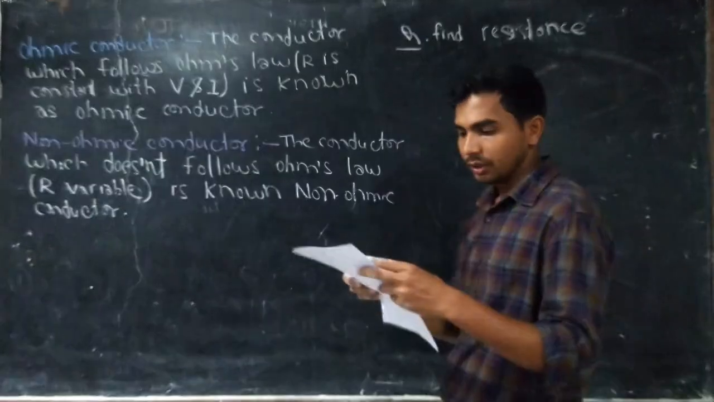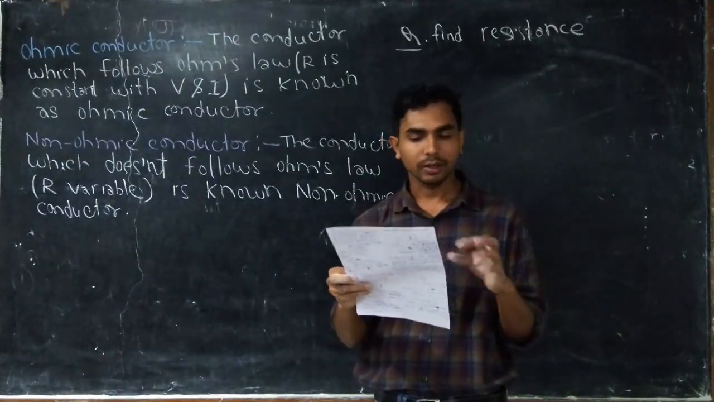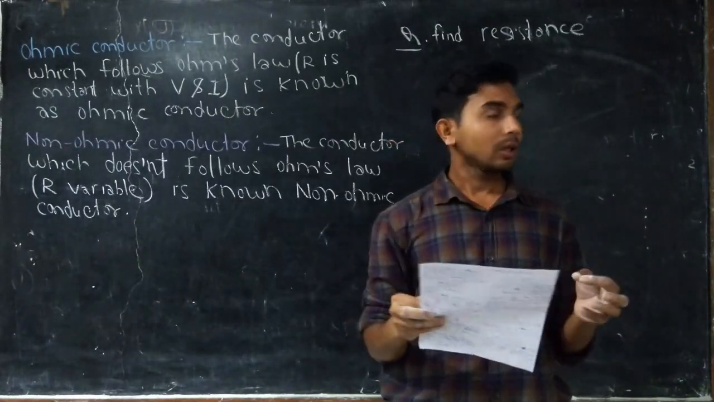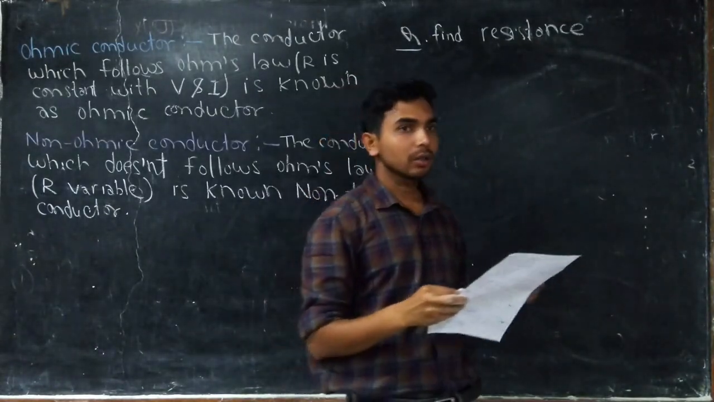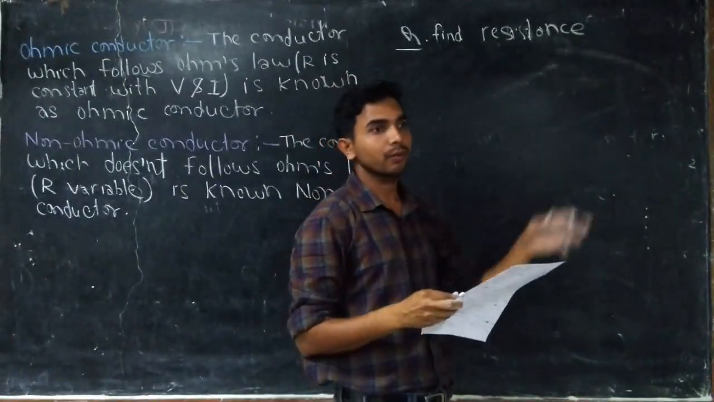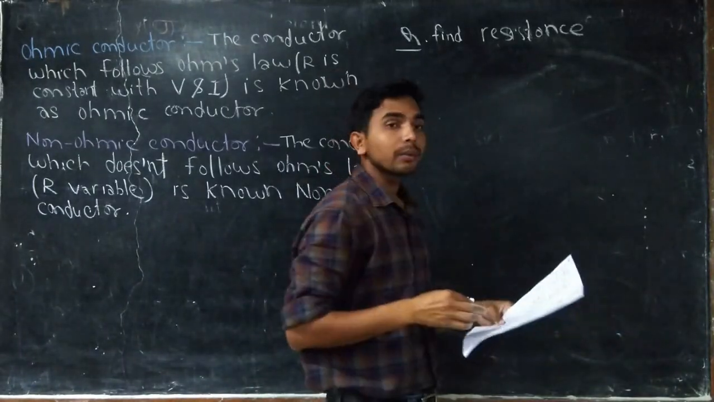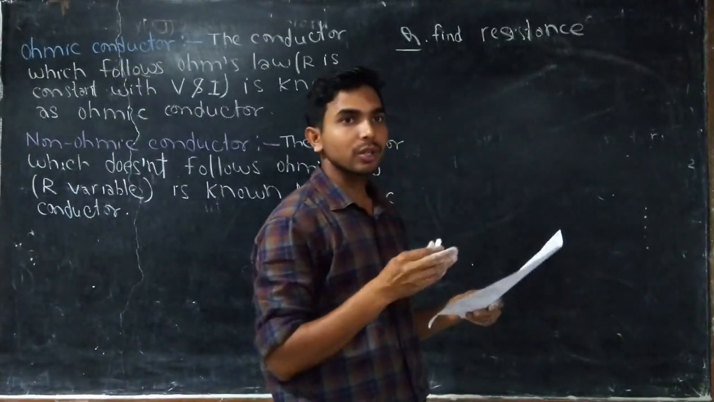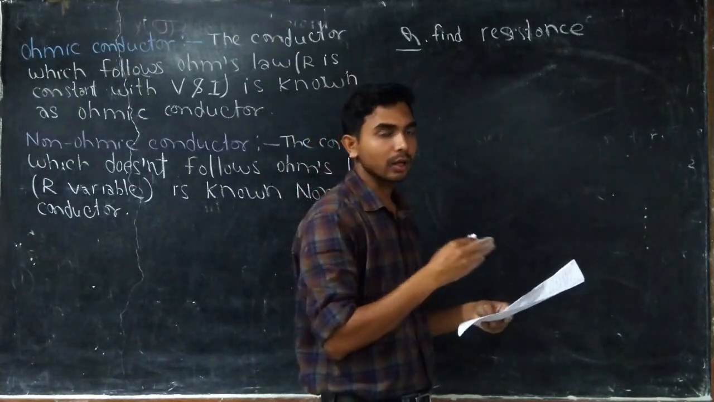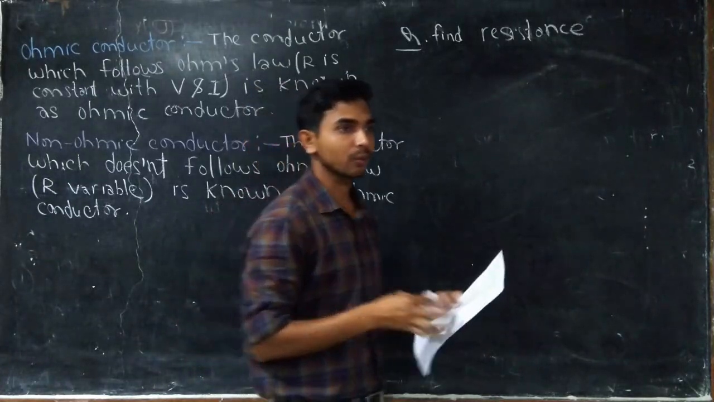The question is a little big, so I'm only taking the value, the data given in the question, and I will solve it. In this question, we have to find resistance. Some data is given. I'm just going to write the question, and after that I will read it, because if I write it out in full, it will take time.